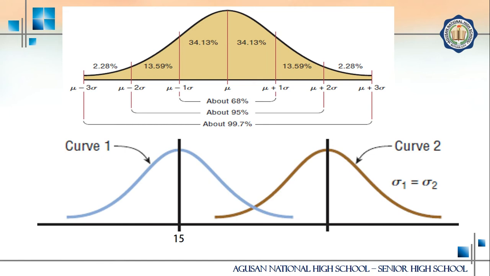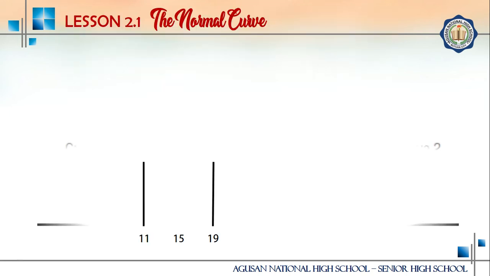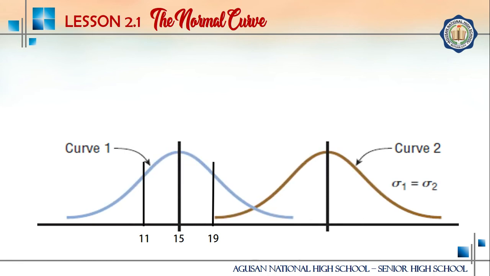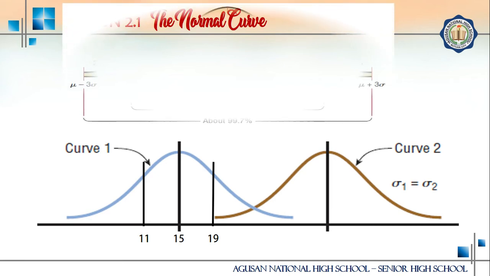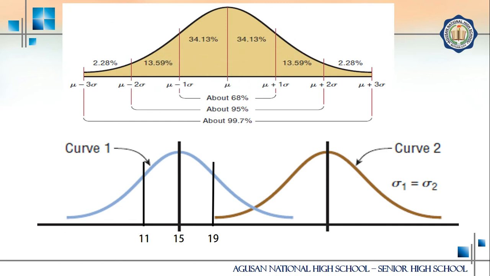So to illustrate, this is now your 68% that lies between 11 and 19, the 68% for one standard deviation. Okay, how about the 2 standard deviations and the 3 standard deviations.